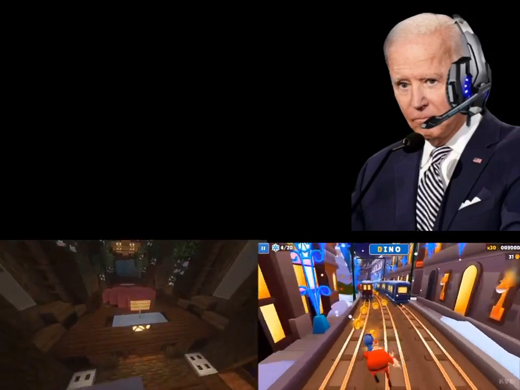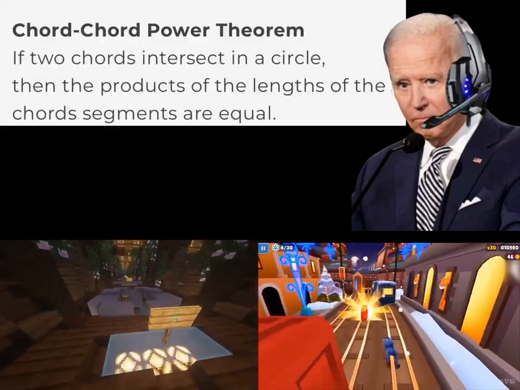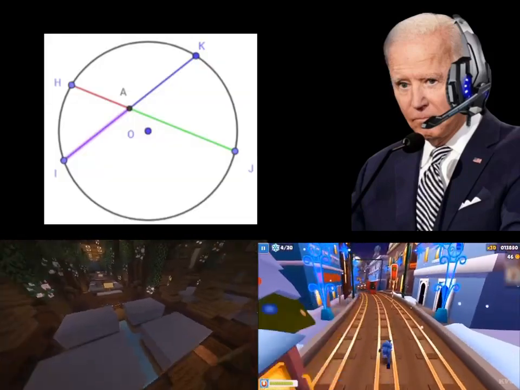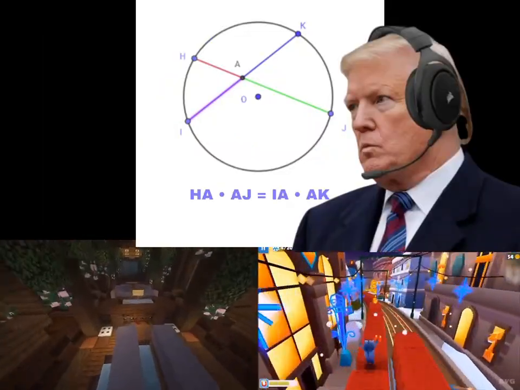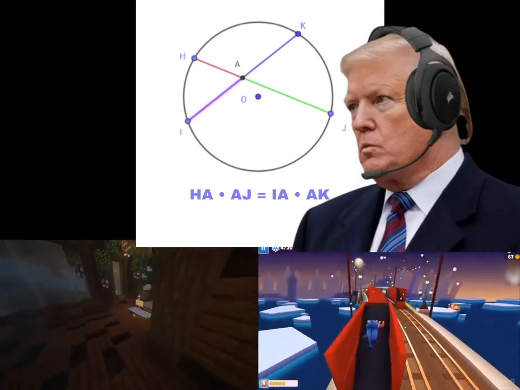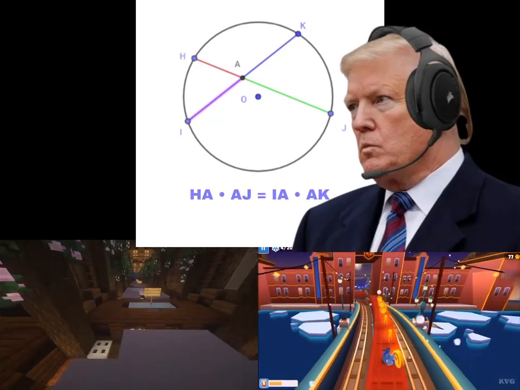Okay, so the first theorem is the chord theorem, which is shown on the screen. The theorem states that if two chords intersect in a circle, then the products of the measures of the segments of the chords are equal. What Joe is saying is that in this diagram, the segment HA times the segment AJ will equal the segment IA times the segment AK, because HJ and IK are chords that intersect at point A.